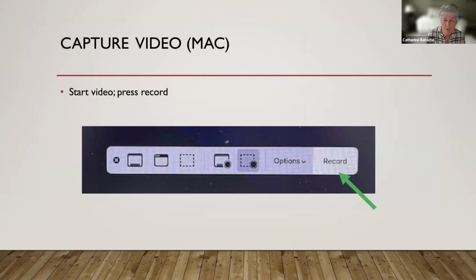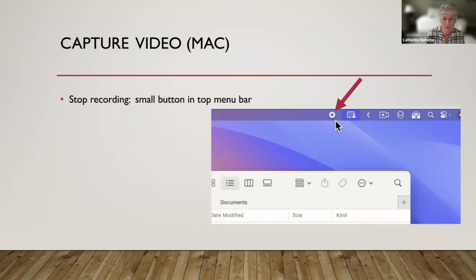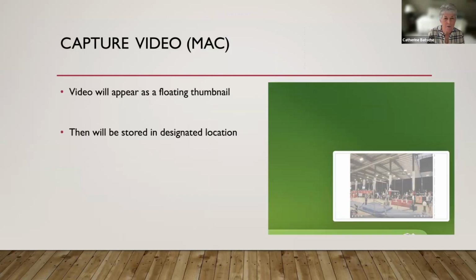You then press the record button to start your video, and then you stop it by pressing the small button in the top menu bar. A video will appear as a floating thumbnail, and then it will be stored in the location that you designated on your computer. I tend to keep these on my desktop until I use them, and then I file them away in a file folder.